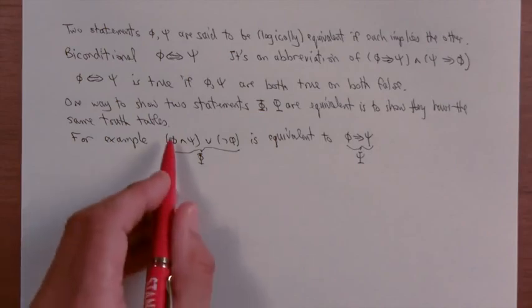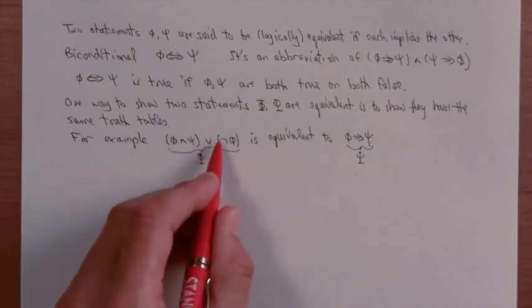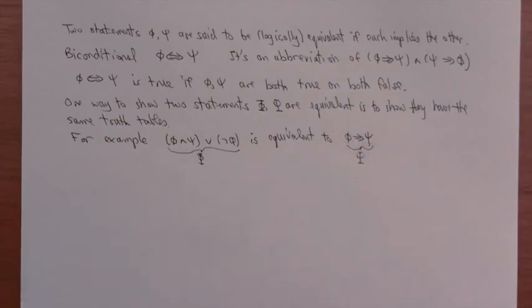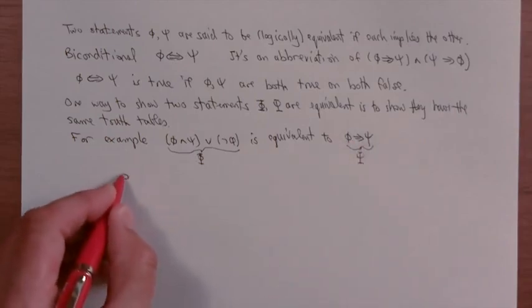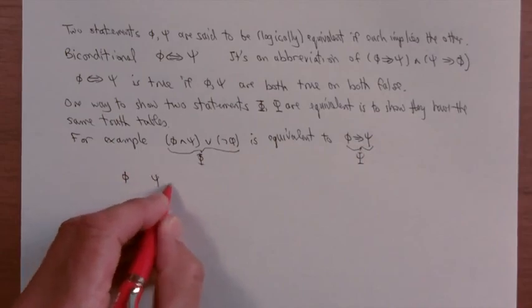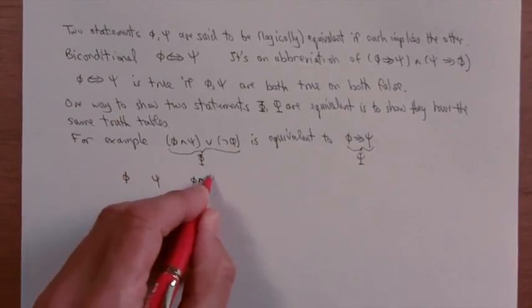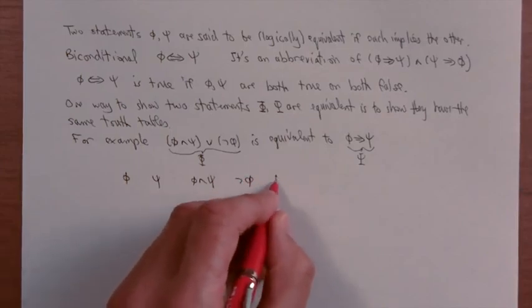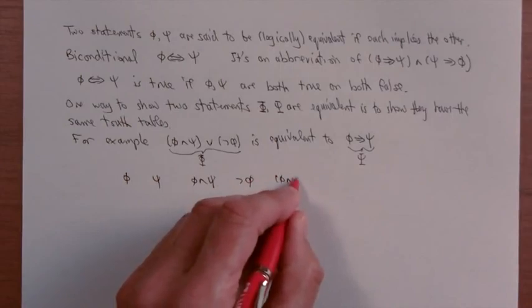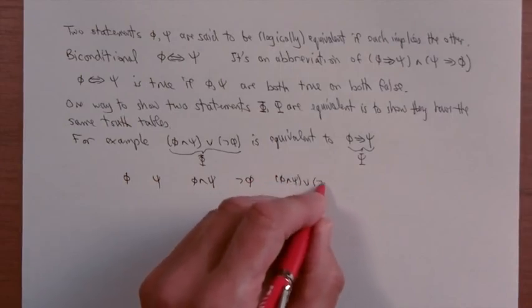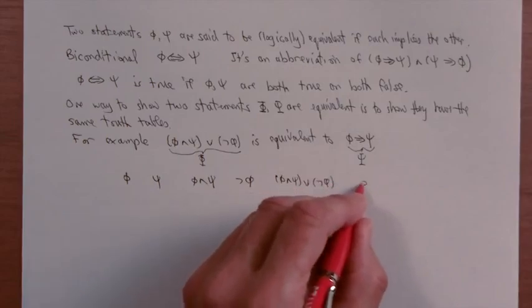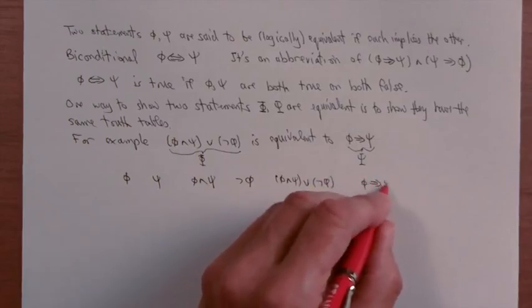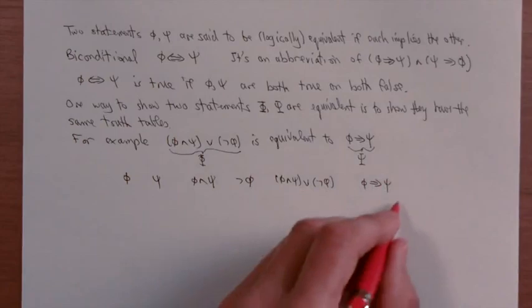Okay, what we have to do is work out the truth table for this, the truth table for that, and show that they're the same. So we're going to have to start with phi, with psi. I'm going to need to work out phi and psi. I'm going to need to work out not phi. Then I'm going to need to work out phi and psi disjoined with not phi. And then I'm going to have to compare that with phi conditional psi.